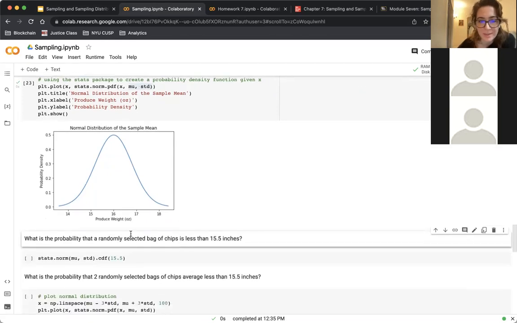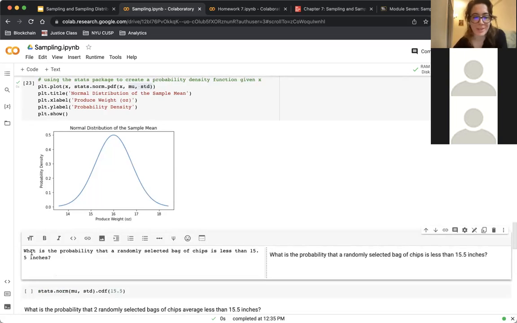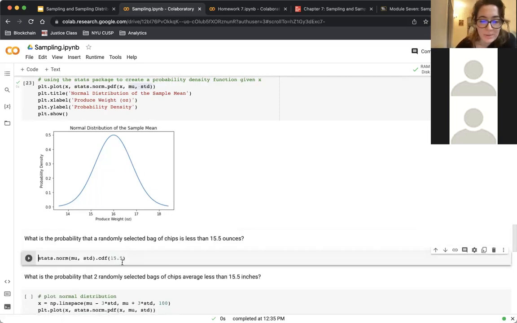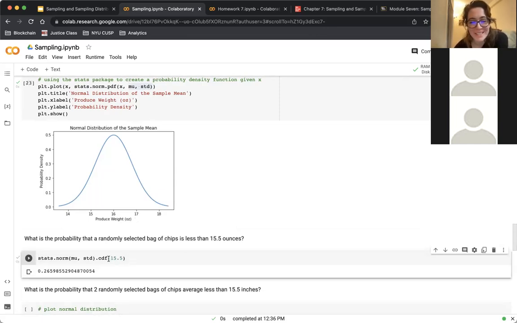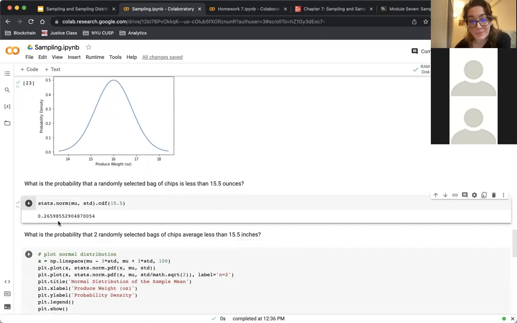It gives us context when we think about a randomly selected bag of chips being less than 15.5. This shouldn't be inches, it should be ounces. So we can use bag of chips. Yeah, that'd be awesome. So we use this CDF, the cumulative density function, which measures everything up to that point, so everything up to 15.5, which would be about this vertical line here. And we get that same value that we had there.